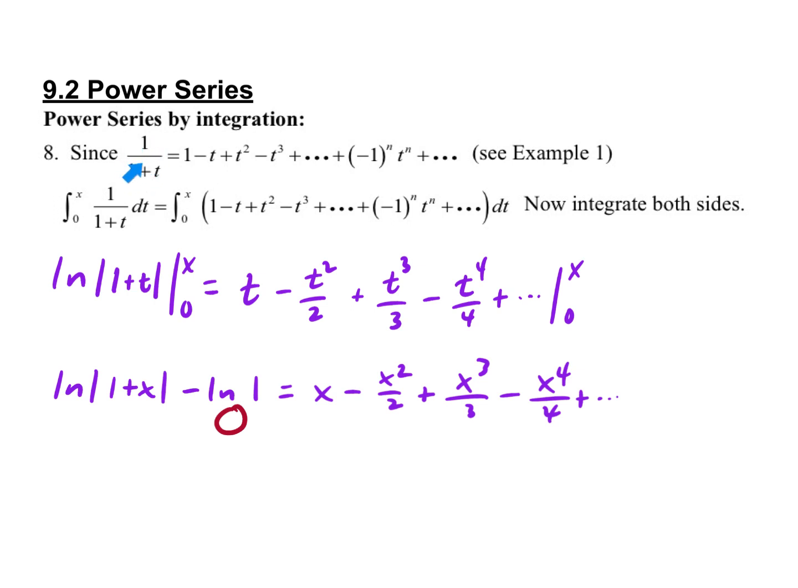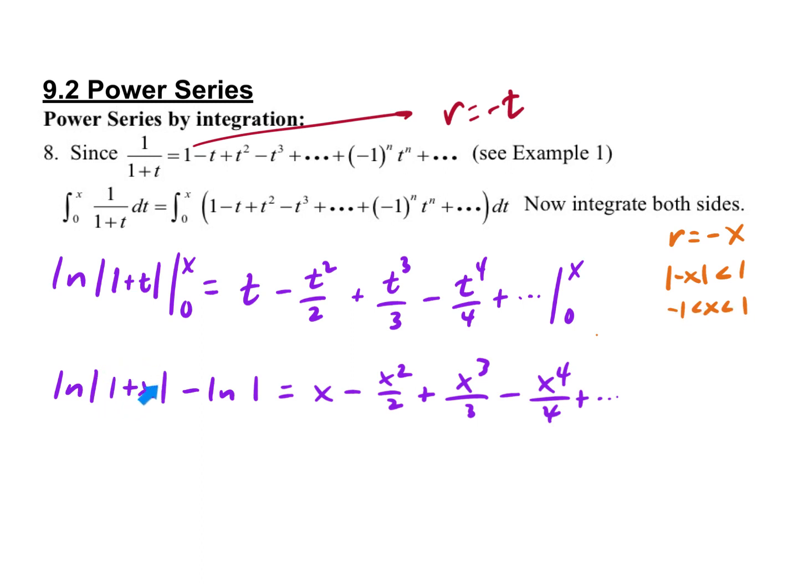No. Negative t. Okay? R equals negative t, which means that negative t has to be in between negative 1 and 1. Or negative x in this case after we plug the x in. So x, this interval of convergence, has to be in between negative 1 and 1.